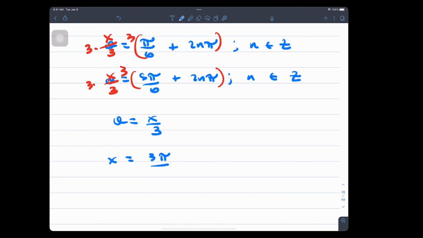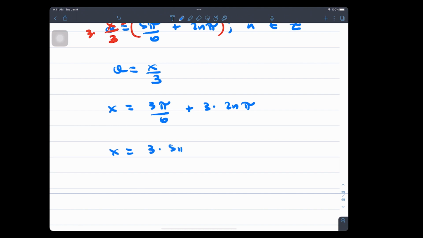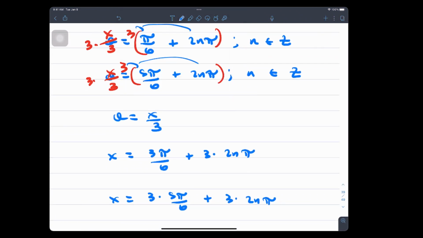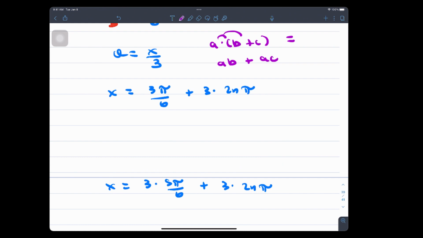So distribute the 3, okay? Is that right? To both of these, you're going to distribute. Multiply both by 3. Mr. Judge, what algebra is this? This is the distributive property, a times (b plus c) is ab plus ac. Multiply both terms. This is the algebra. So it just so happens that the first equation has 3 over 6. You know what 3 over 6 is? Isn't that going to be 1/2? You get pi over 2 plus what? 6n pi.